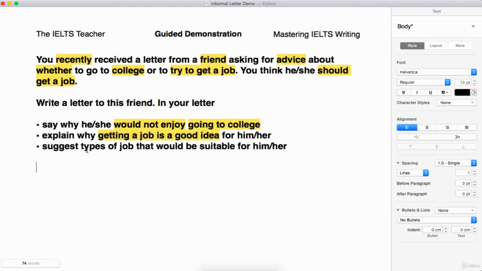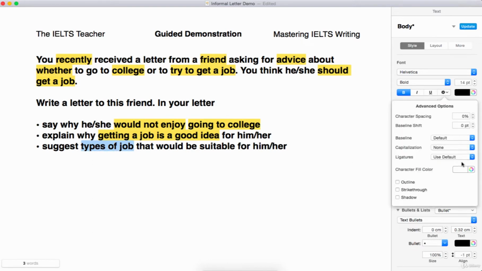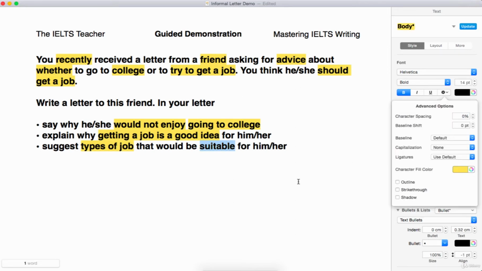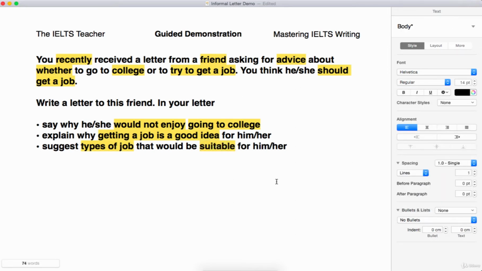And suggest types of job that would be suitable. I would also go for that as well. So we'll have to think about their particular characters, their particular skills, their particular strengths and weaknesses and things like that. Okay, so that's what we've got.